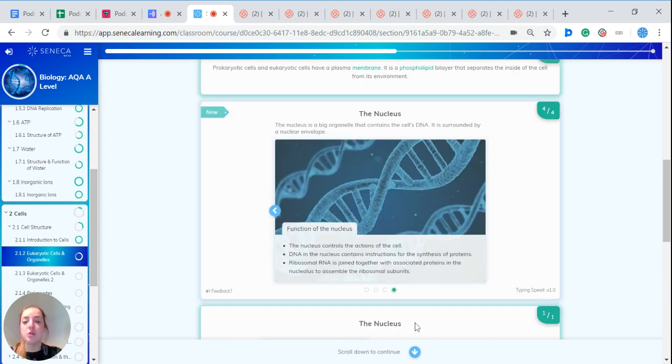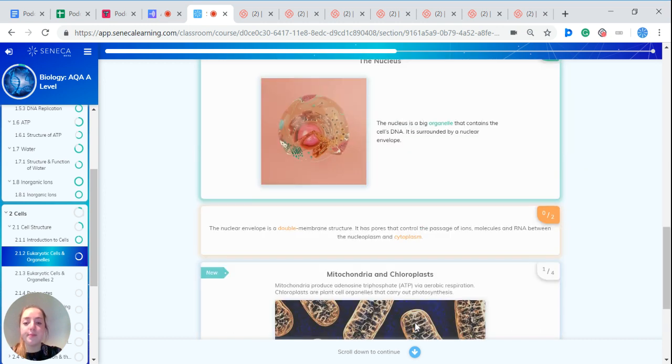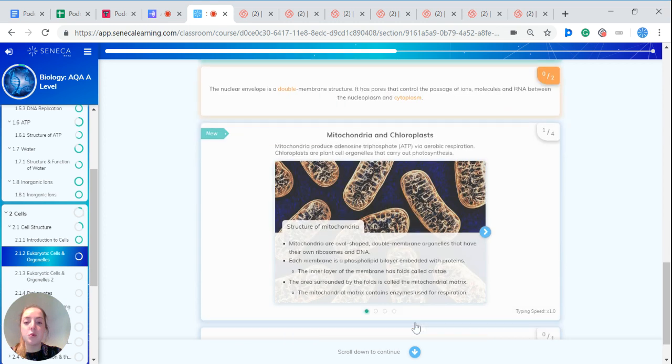So we just talked about the nucleus, the cytoplasm, and cell membranes. And now we're going to talk about mitochondria and chloroplasts. Mitochondria produce ATP via aerobic respiration, and chloroplasts are plant cell organelles that carry out photosynthesis.